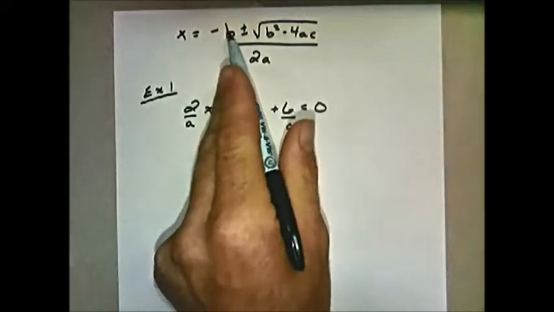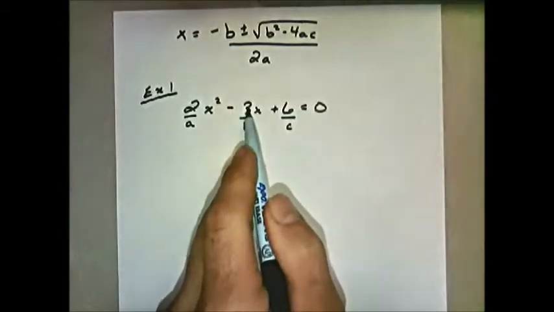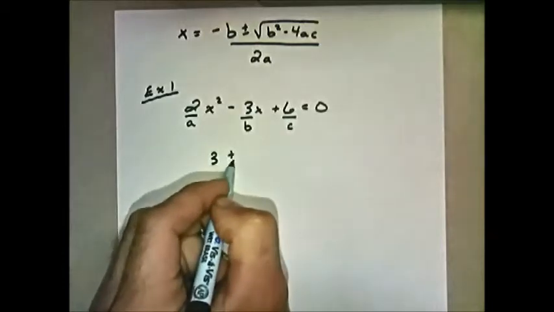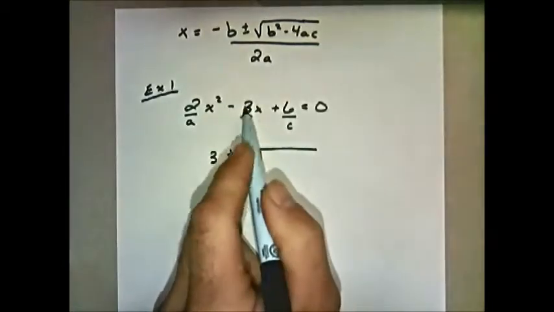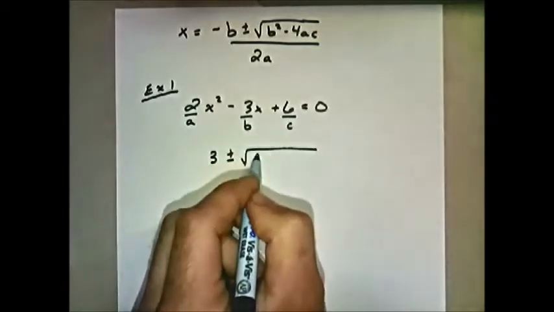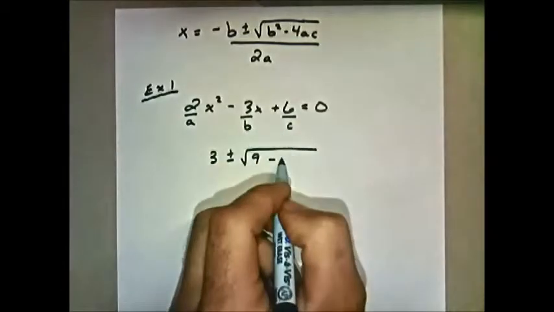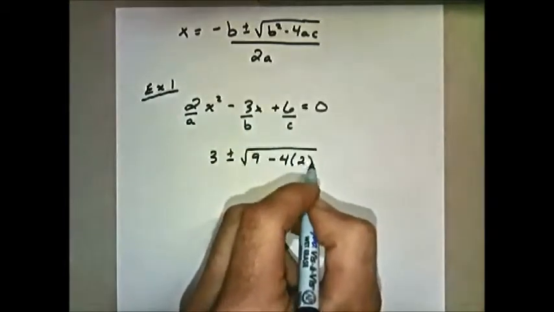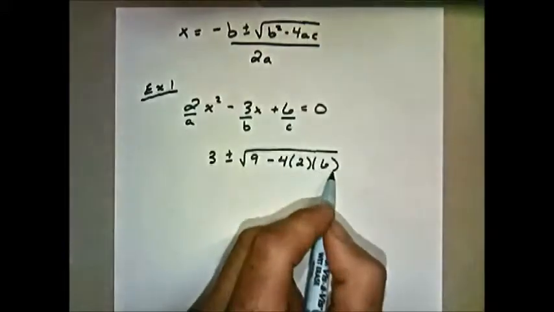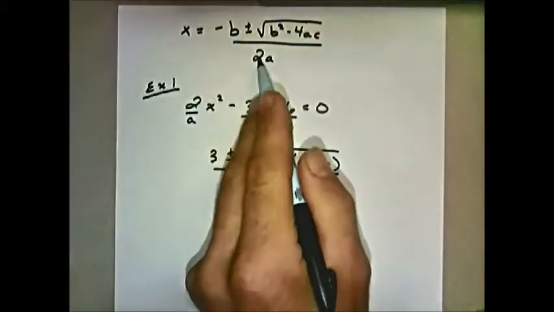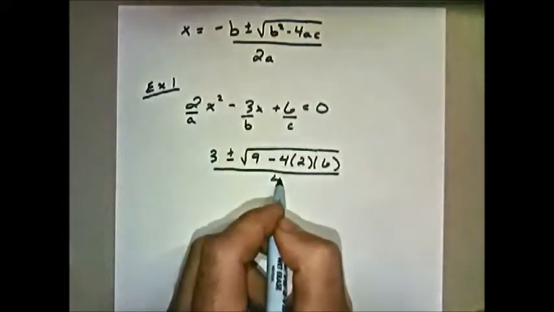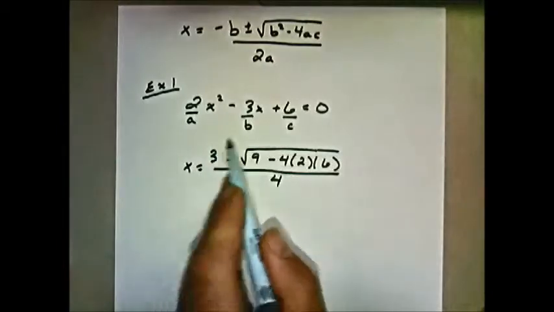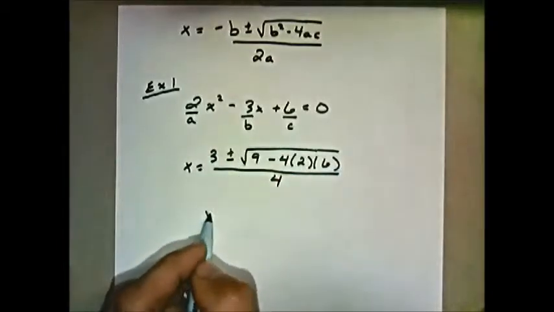We're looking for the negative of b. So if b is negative 3, negative b would be a positive 3, plus or minus the square root. I'm going to take b and square it, so I get 9 minus 4 times a times c, so times 2 times 6, divided by 2 times a. 2 times a is 4. And that's what x equals. So all we have to do is simplify this and we get our two answers.